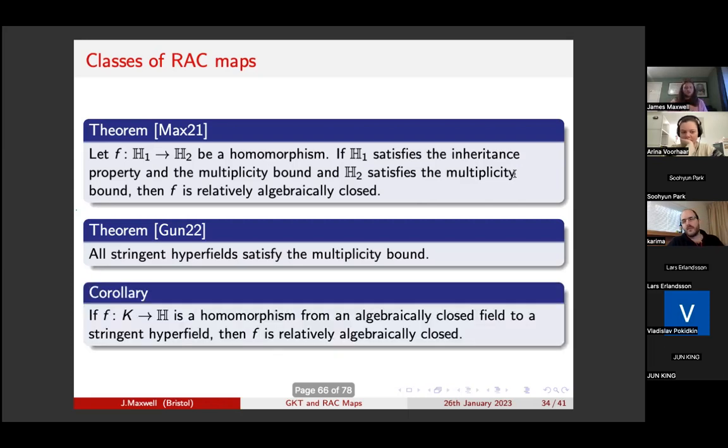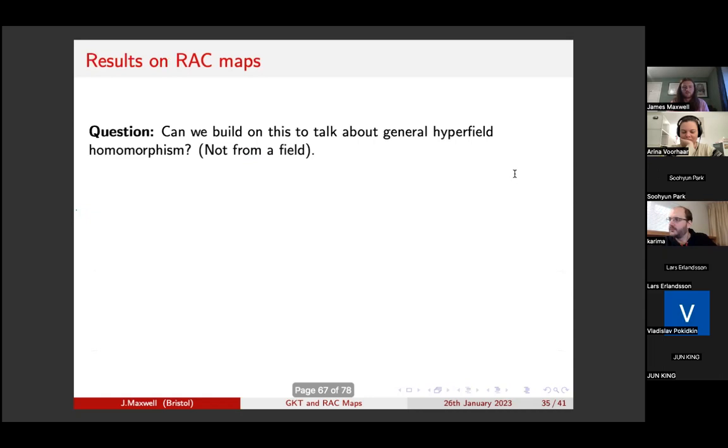So combining these two things, what do we get? If you've got a field K, a homomorphism from the field K to H, and K is an algebraically closed field, which actually captures the inheritance property and the multiplicity bound, and H is a stringent hyperfield, then F is a relatively closed hyperfield homomorphism. So building on these two, we already have another class of maps. But we can actually go a little bit further as well.